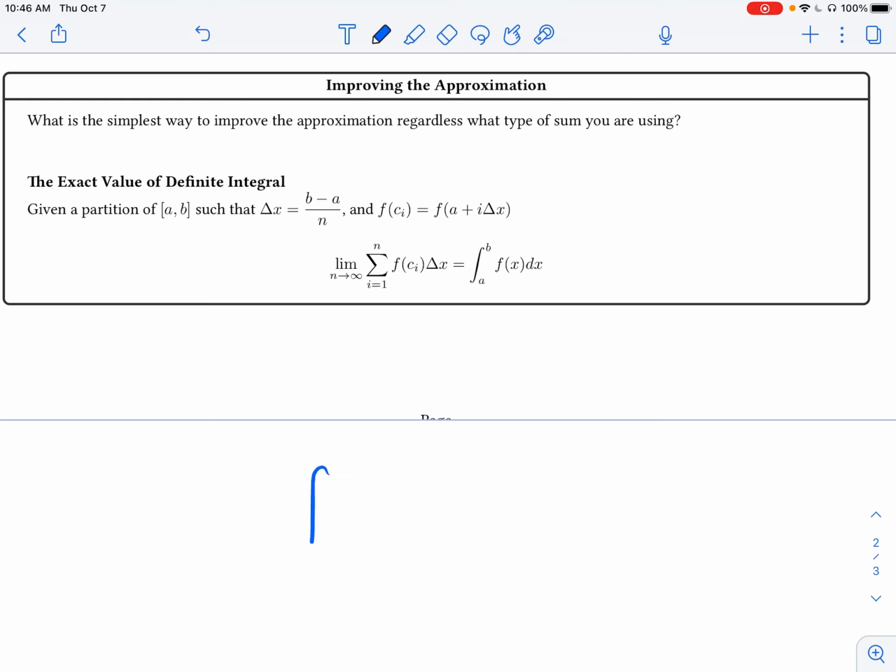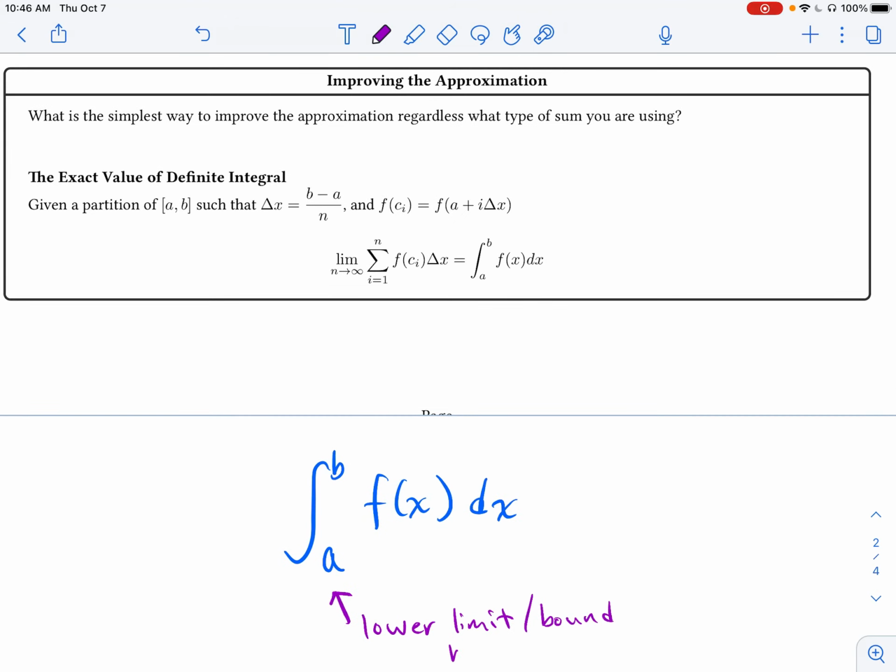Let me rewrite this notation here so we can get a good sense of what we're saying. First off, we call this here the lower bound, or the lower limit. And this basically tells us where we're starting. It's the beginning of our interval. And this here would be our upper bound, or our upper limit, if you will. And this is where we stop integrating. This is the quote-unquote end of the interval.